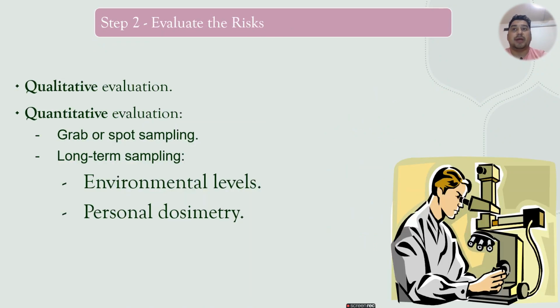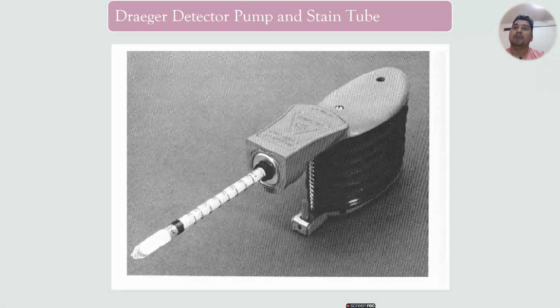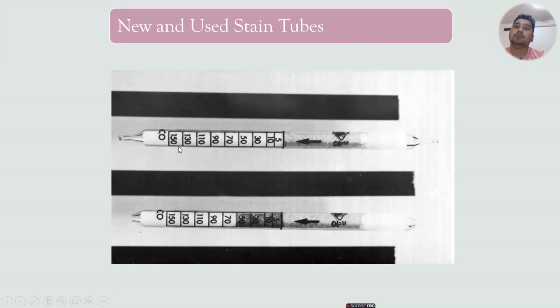How do we evaluate the risk? Qualitative evaluation, quantitative evaluation, grab or spot sampling that you can do, long-term sampling, environmental levels, and personal dosimetry also you can use. Then there is the detector pump and stain tube. So these are the pumps that we can also use to check the exposure limit.